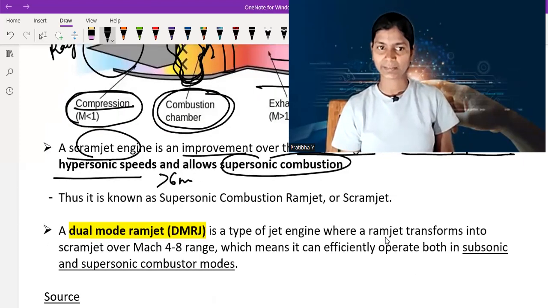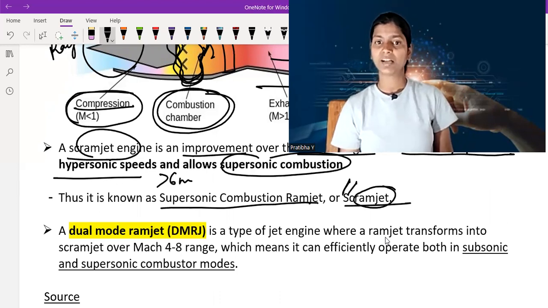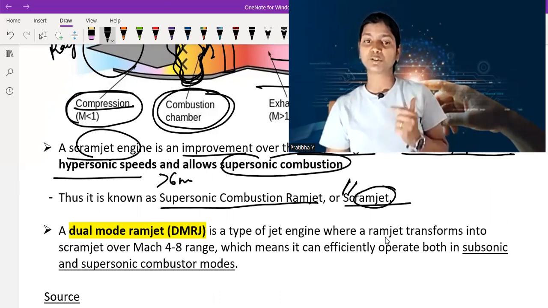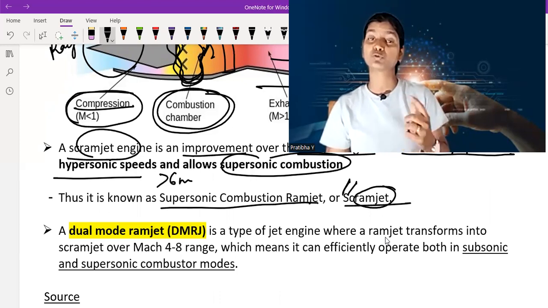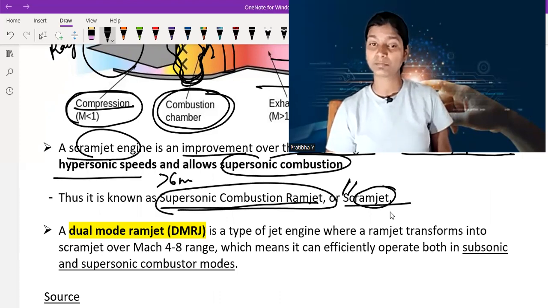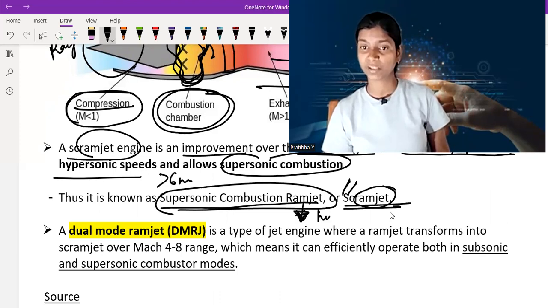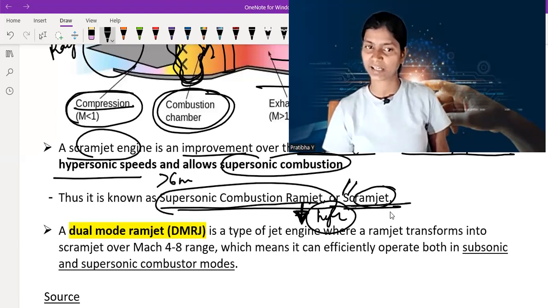Thus it is known as a supersonic combustion ramjet. When a ramjet uses combustion at a supersonic speed, then we call it a scramjet. That means a supersonic combustion ramjet is called a scramjet. We know that in a ramjet, combustion takes place only at hypersonic speed. When combustion takes place at a supersonic speed, we call it a scramjet.